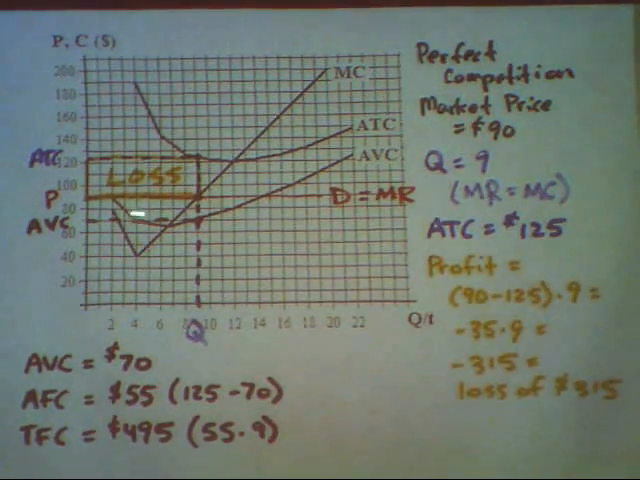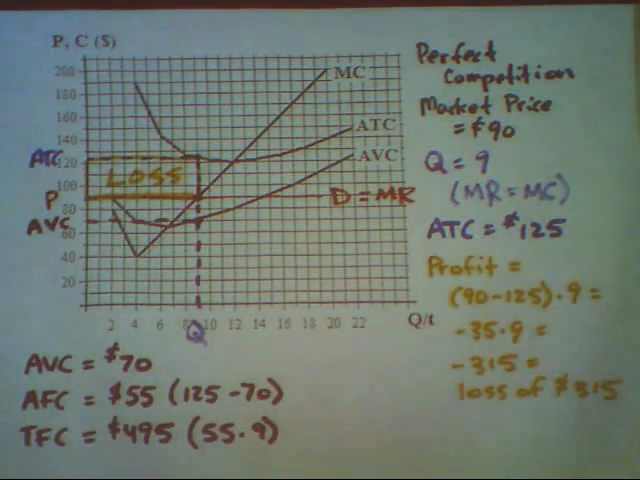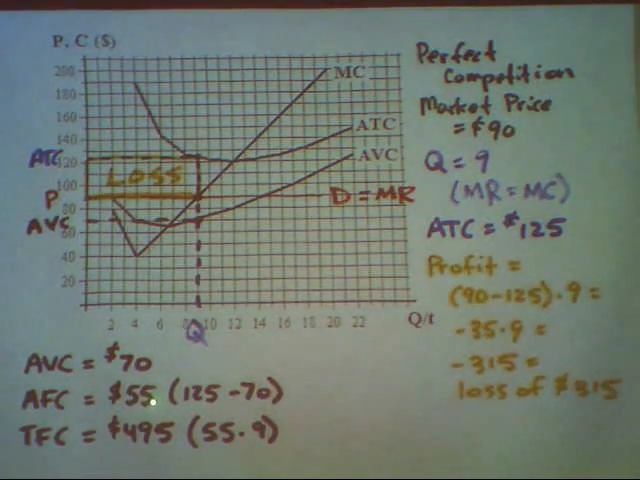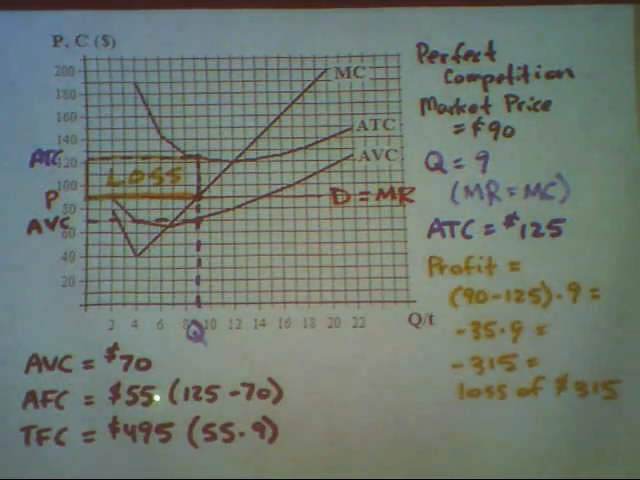Q equals 9, the average variable cost is about 70, which makes the average fixed cost about 55, since the average variable plus the average fixed has to equal the average total. And that makes the total fixed cost about $495, which is the average fixed cost times the quantity. 55 times 9 is $495.